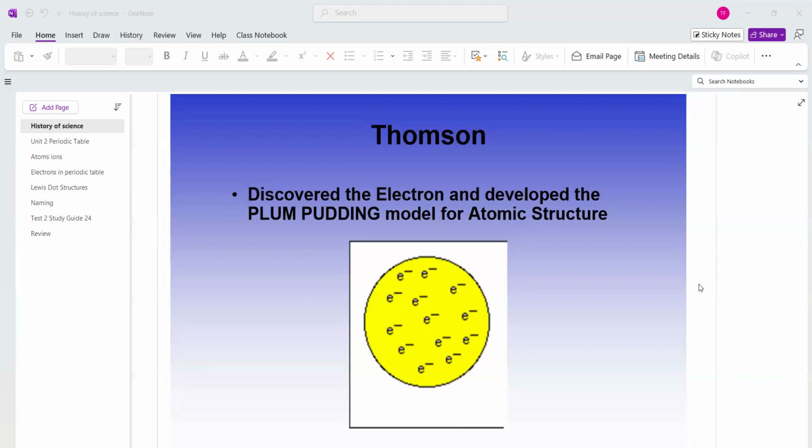Number two, he proposed the idea of what's the organization inside that atom.